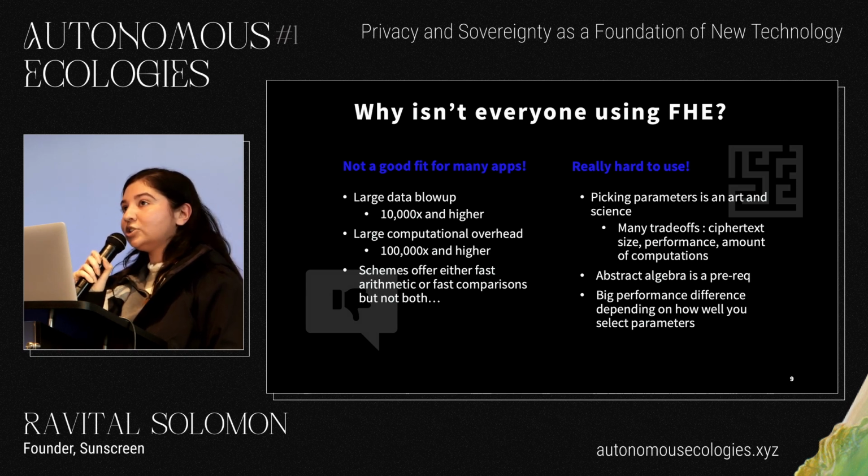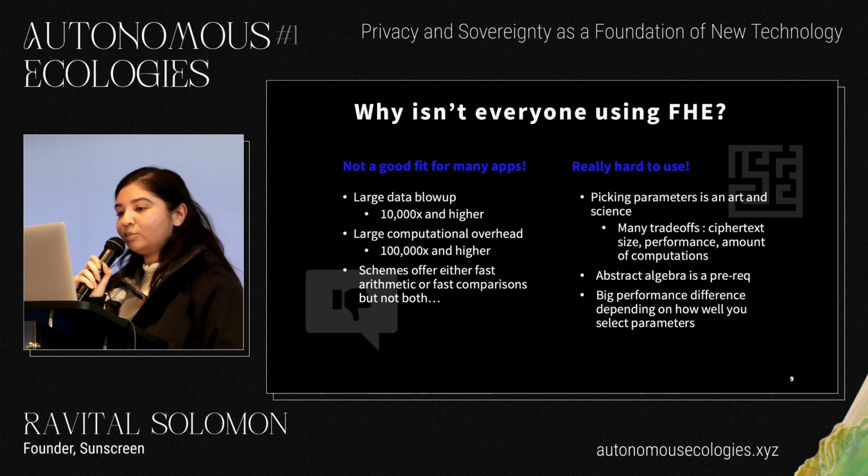So if you imagine taking some data and encrypting it with respect to an FHE scheme, it often blows up the data size by 10,000x or larger. It is fairly slow. So in terms of doing computations with FHE, you can imagine 100,000x or worse overhead for running that computation. And finally, in terms of what the schemes currently offer, you can either get fast arithmetic or fast comparisons, but there is no scheme that gives you both. So those trade-offs can be pretty limiting for real-life applications.